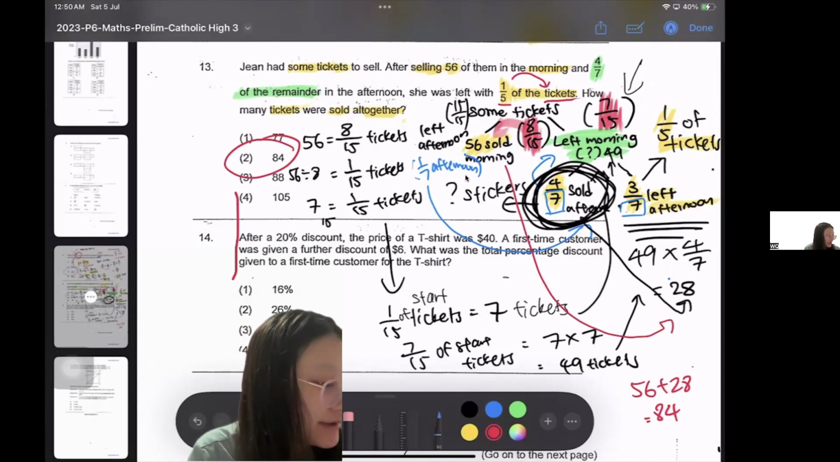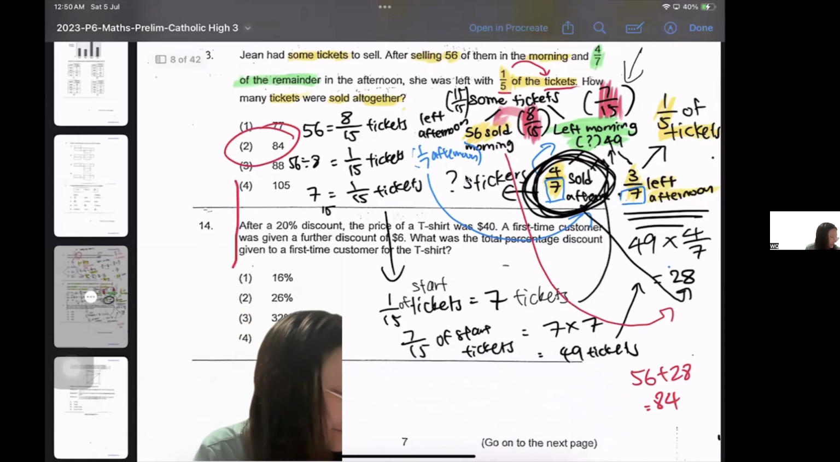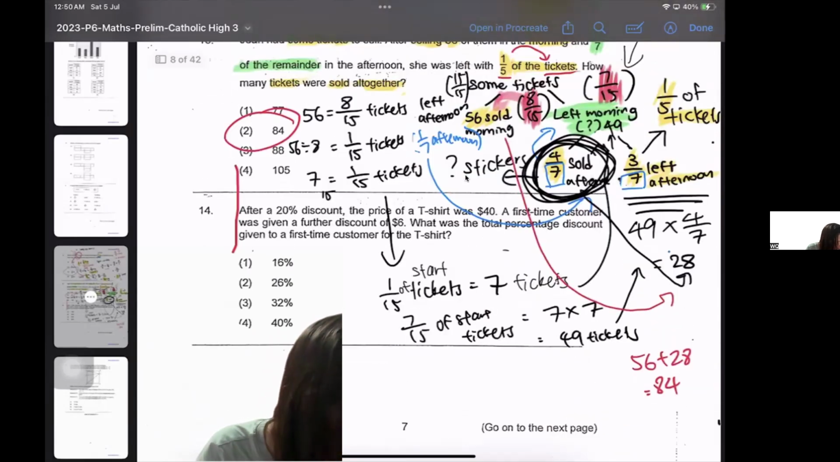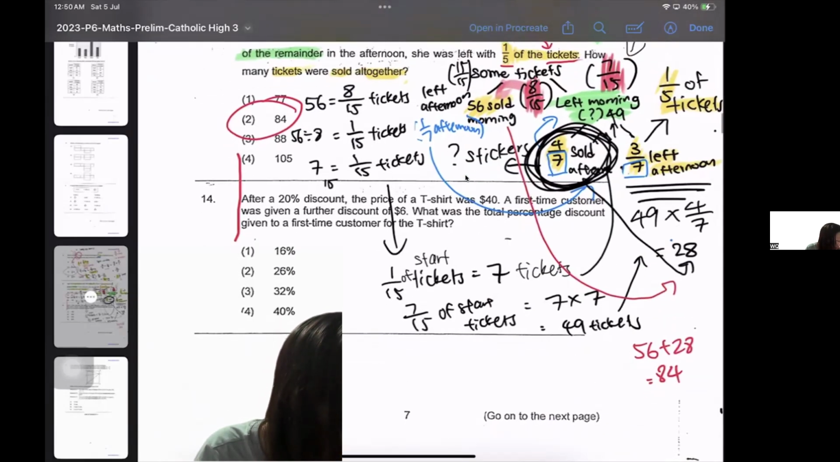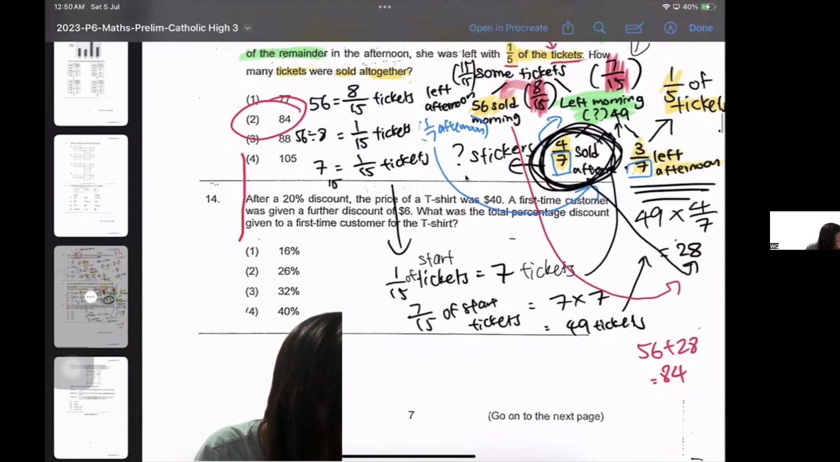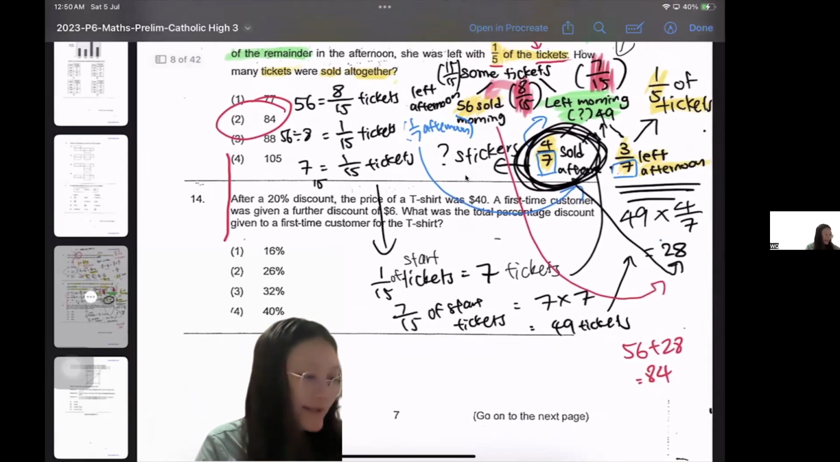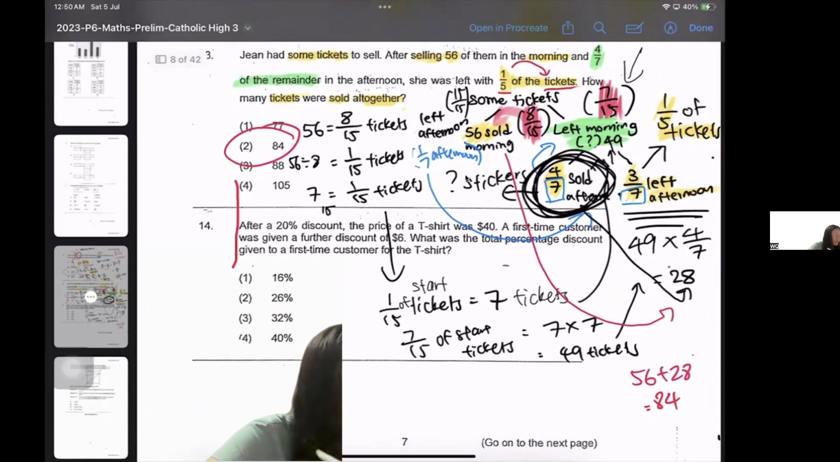Okay, let's look at the next one. Next one is a percentage question.